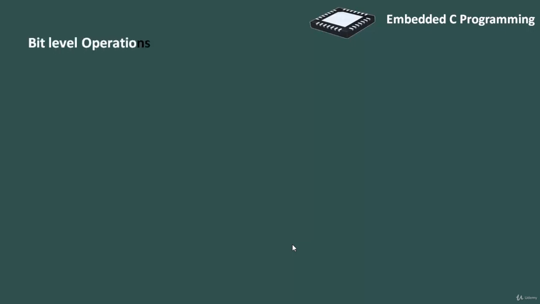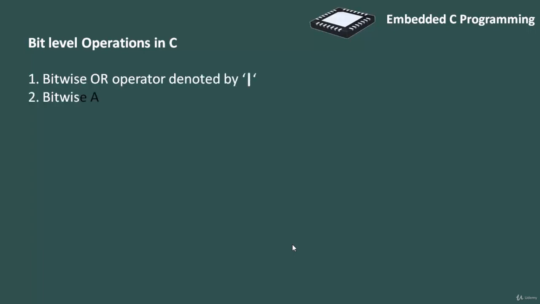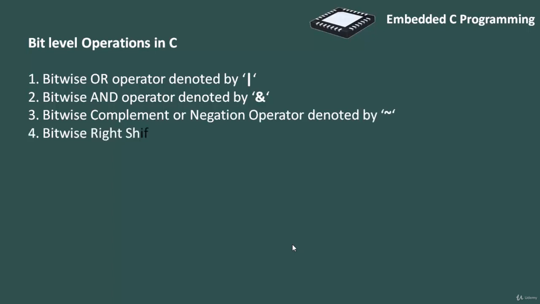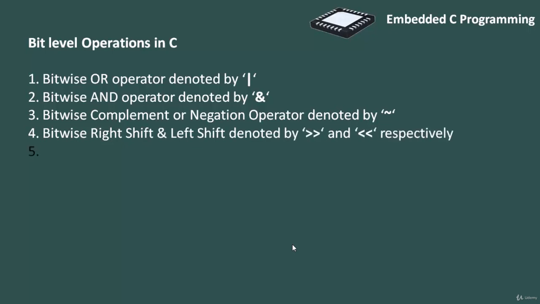Now, after getting armed with the knowledge of interconversion between hexadecimal and binary, we can start with the bitwise operators in embedded C. There are basically 5 different bit operators: bitwise OR operator, bitwise AND operator, bitwise complement or negation operator, bitwise right shift and left shift operator, and the last one is the bitwise XOR operator.